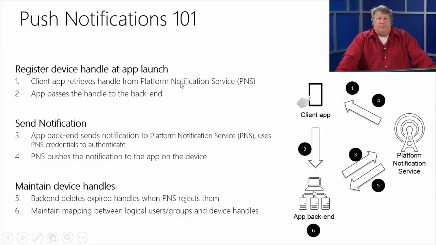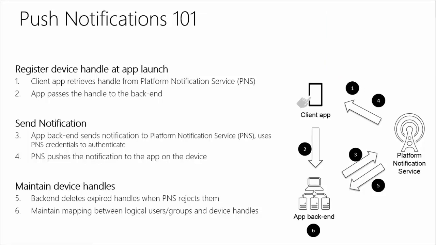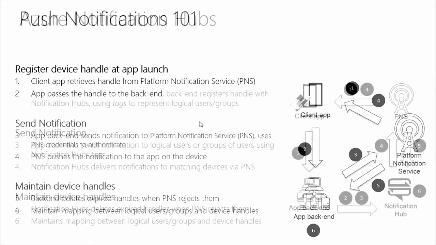So how do push notifications work? In this particular diagram, you can see that the first thing that has to happen is my client device goes and retrieves a handle from the platform notification service, as in step one. The app passes the handle back to the back end, and then it's registered, and the back end uses credentials for authentication. The back end maintains those handles to that device, and it maintains a logical mapping between the users and groups.